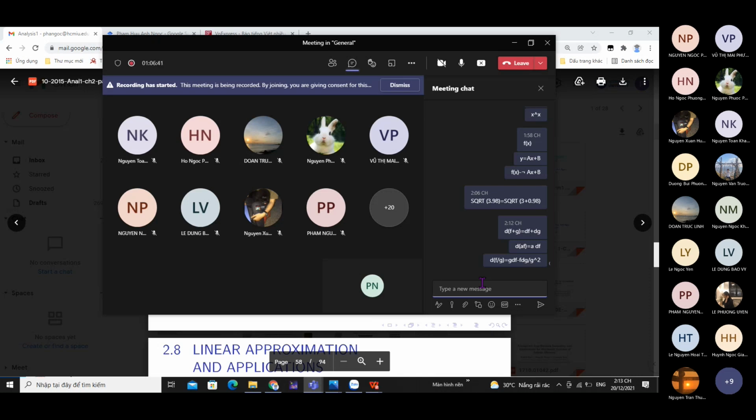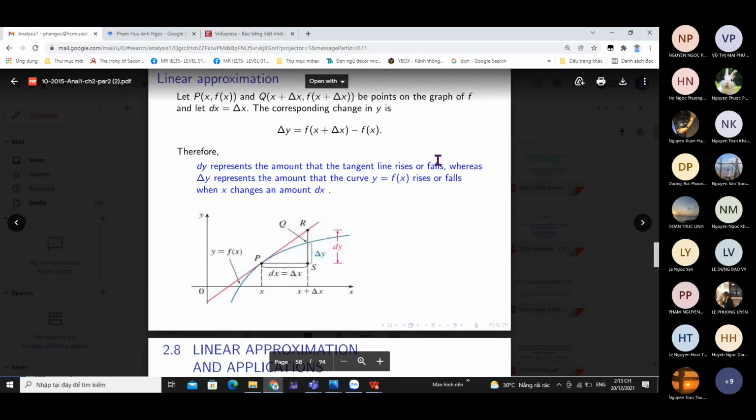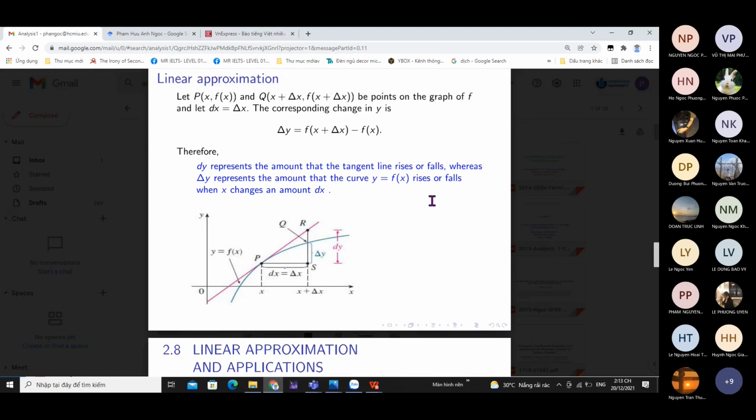When you learn differential equations, you encounter the concept of differential again. Just keep in mind that dy represents the amount that the tangent line rises or falls. It means the tangent line changes. You see, the change of the tangent line. Here, x changes from x to x plus delta x, and dy gives you the amount that the tangent line changes, rises or falls.